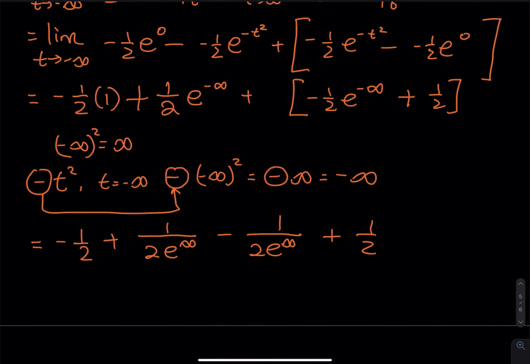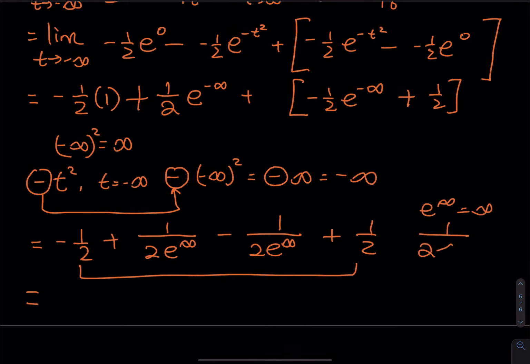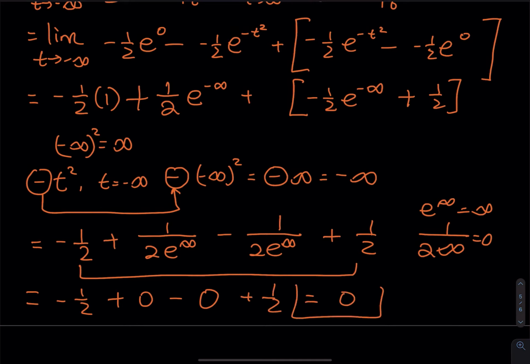So the two 1/2s got cancelled, and then you can cancel the 1 divided by 2e to the infinity. However, e to the infinity is equal to infinity. 1 divided by 2 times infinity is just equal to 0. So basically, you have negative 1/2 plus 0 minus 0 plus 1/2. So overall, that is equal to 0. So that means we have a real number.